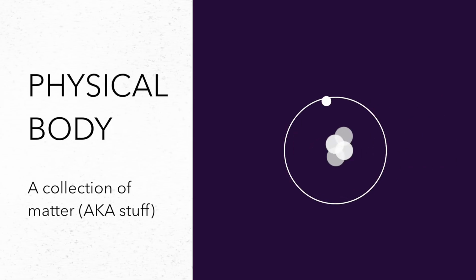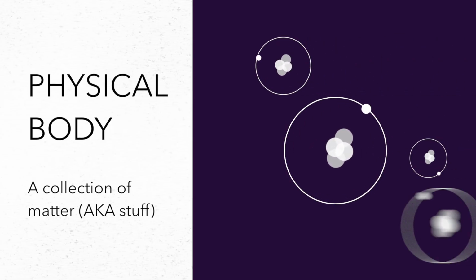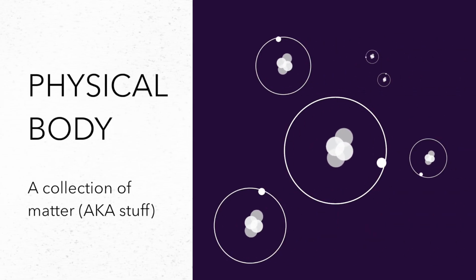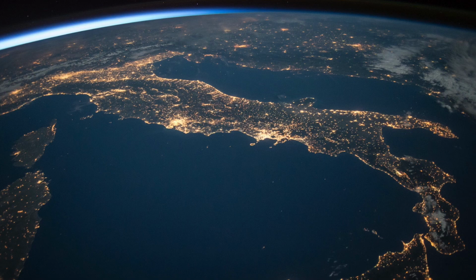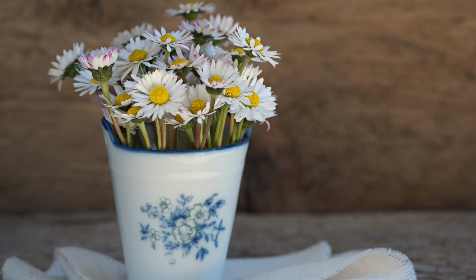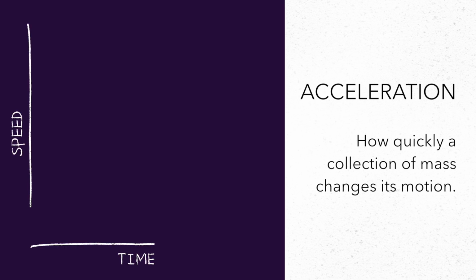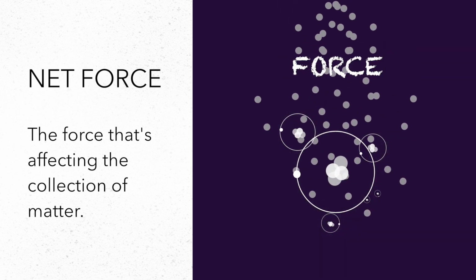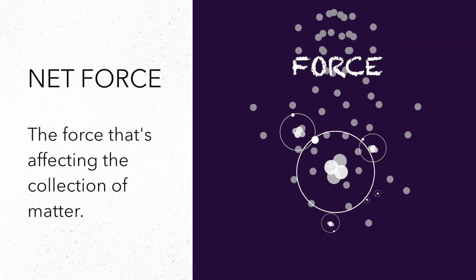First things first, a physical body is just a fancy name for a collection of matter or stuff. So a physical body could be a planet, a galaxy, a vase, or a puppy. Whatever. Next, acceleration is just a fancy way to say how quickly something changes its motion. And last but not least, a net force is just the entire force affecting this collection of matter.